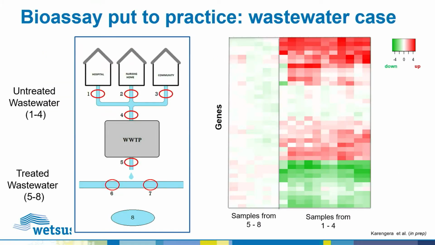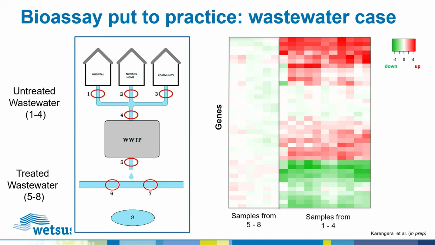So what he did, he took water samples of sewage from hospitals, nursing homes, and the general community, as well as influent. Those are samples 1 to 4, influent of the wastewater treatment plant. And he tested what the effect was of wastewater treatment on the toxicity of the water, in a very broad sense. So he compared those samples with the samples that came out of the wastewater treatment and into the river, as well as surface water that was not related.